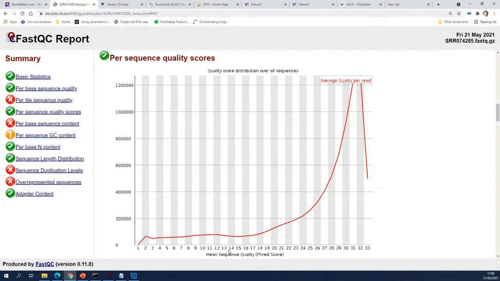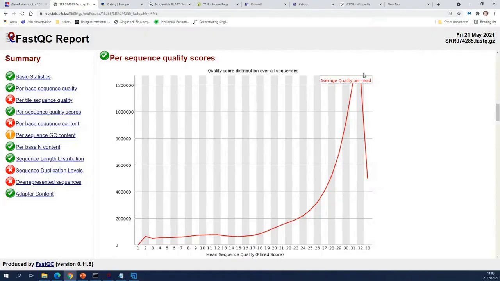What do you want to see on this plot? Well, you want to see a clear peak here at the right. So most of the reads will have a high quality score. You will always see this small peak here at a quality score of 2. That's again normal for Illumina data.